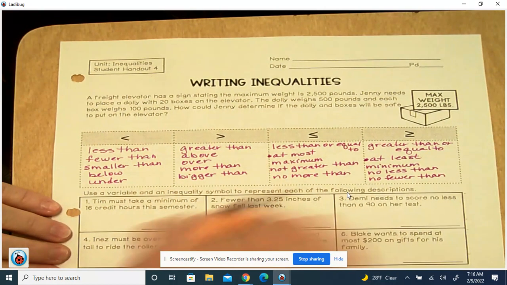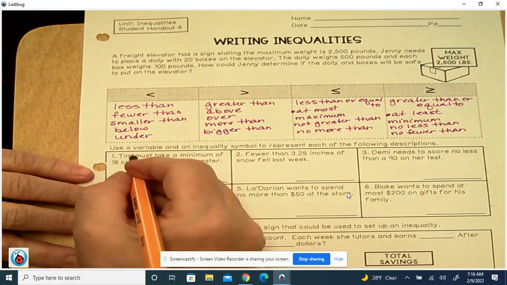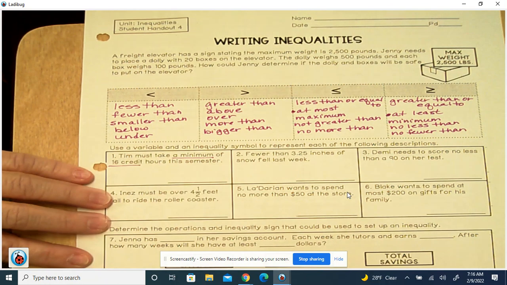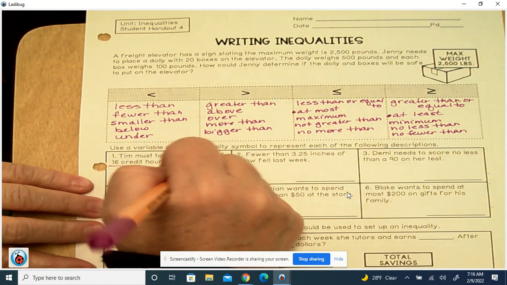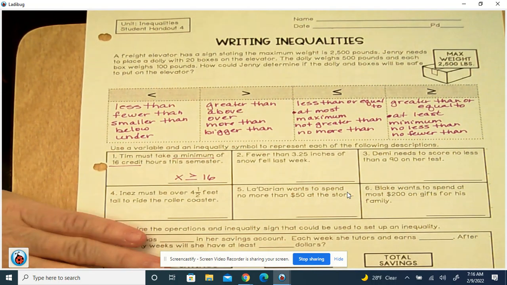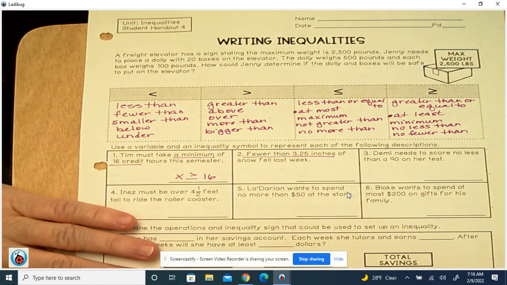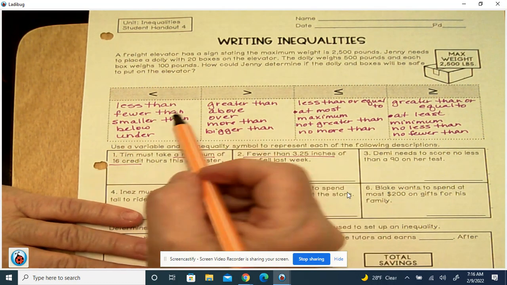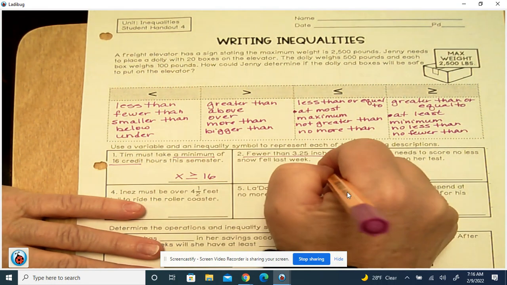All right, so we're going to take these words and try to make these inequalities down here below. Tim must take a minimum of 16 credit hours this semester. A minimum is right here. So that's going to be X is greater than or equal to 16. Fewer than 3.25 inches of snow fell last week. Fewer than is right here.